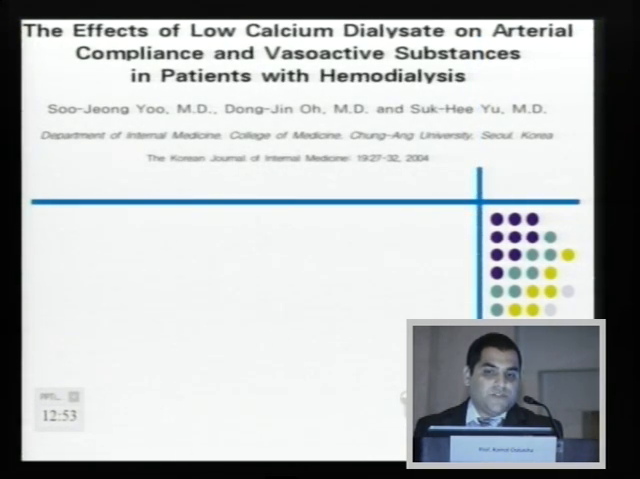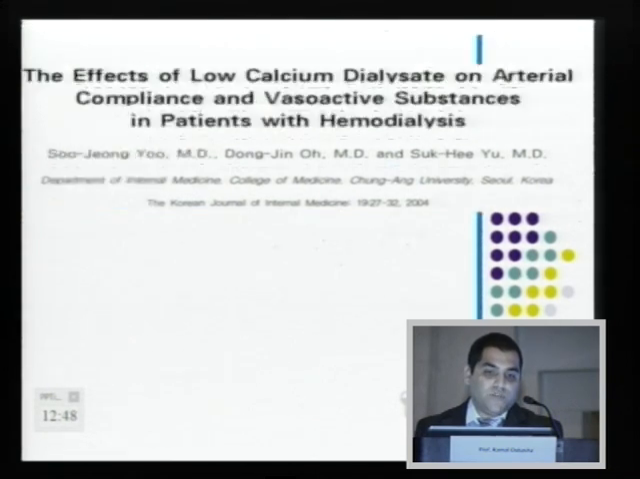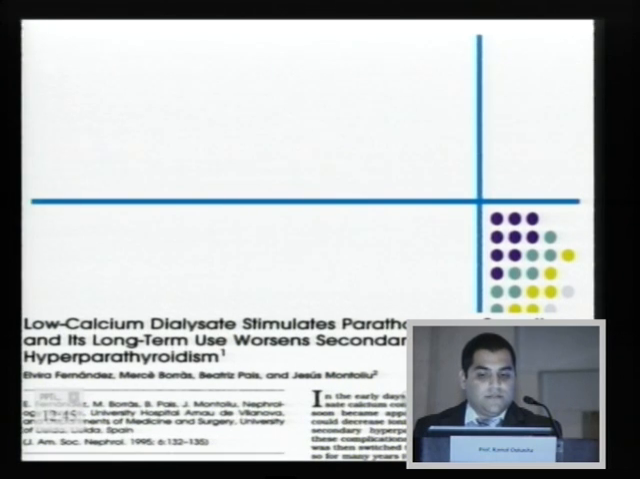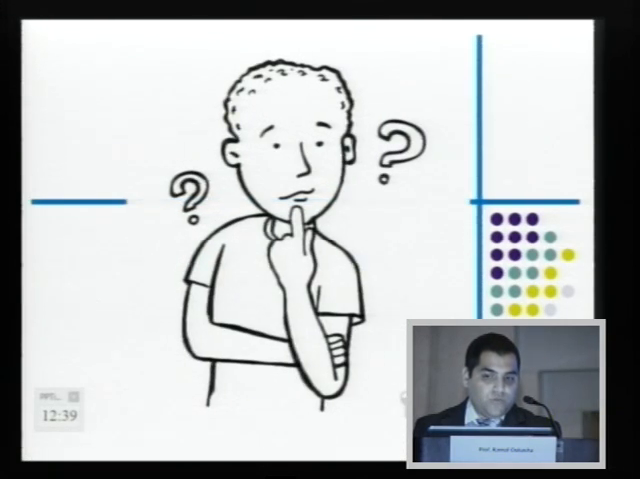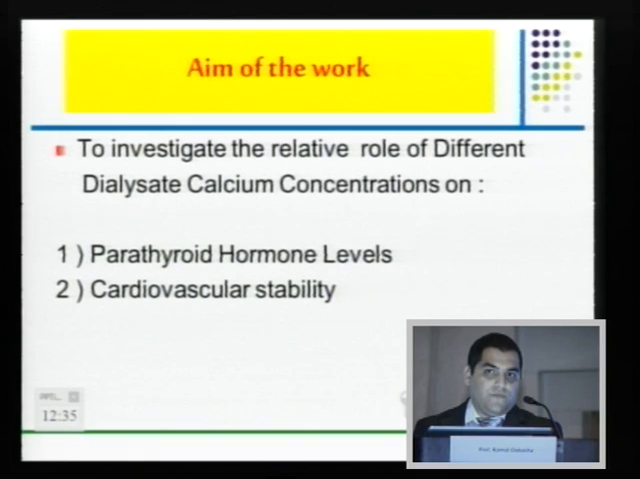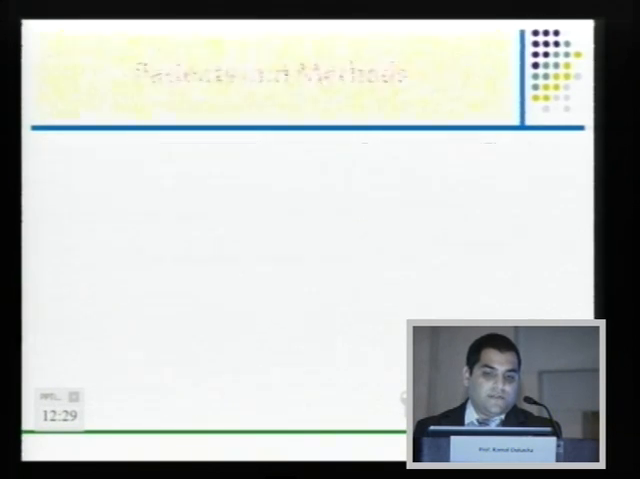Does it act on hypertension through acting on vasoactive substances in patients on hemodialysis, leading to intravascular cardiovascular stability? Does it affect the PTH hormone, leading to worsening of the hyperparathyroidism through stimulation? So what type of dialysate calcium shall we use? The aim of our work is to investigate the role of different dialysate calcium concentrations on the level of parathyroid hormone and the cardiovascular stability.